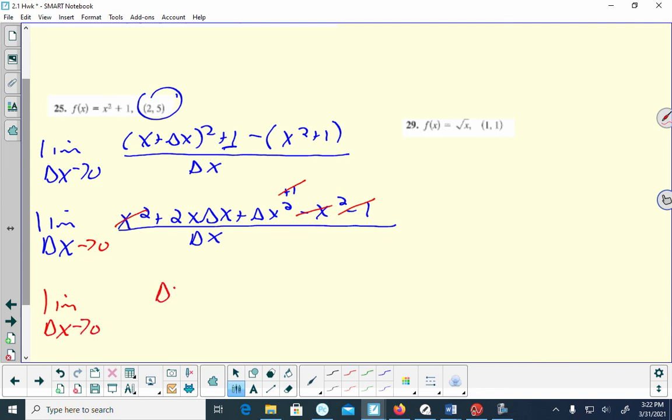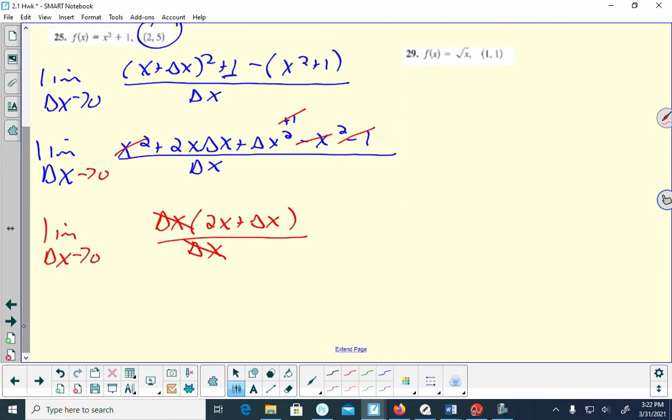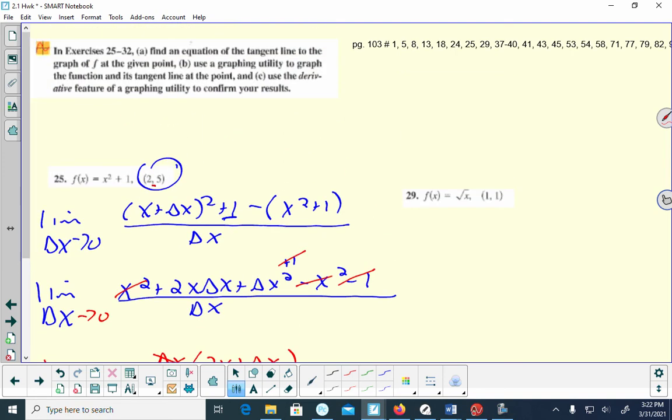Factoring out the delta x, this will be 2x plus delta x. These delta x's will simplify. Putting in a 0 for this, I'm going to have 2x plus 0. So 2x, that is my derivative. But remember, it wants the derivative at this point, so this is when x is equal to 2.